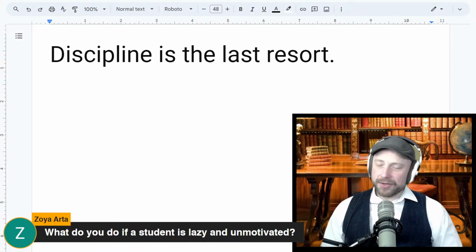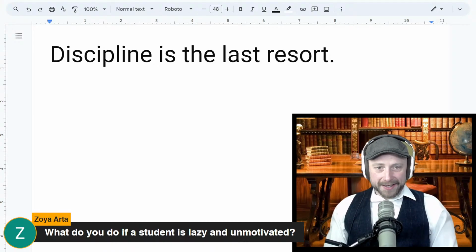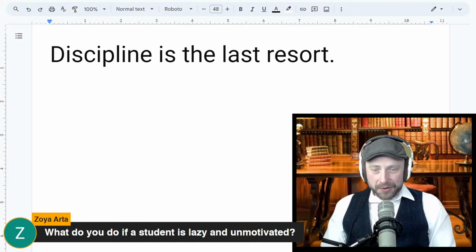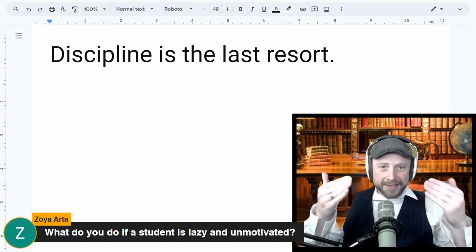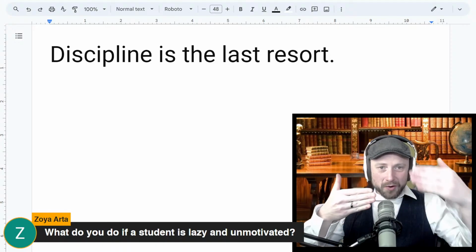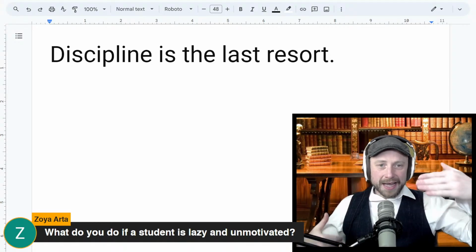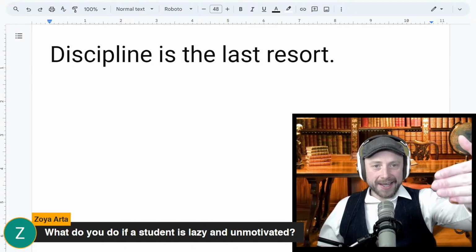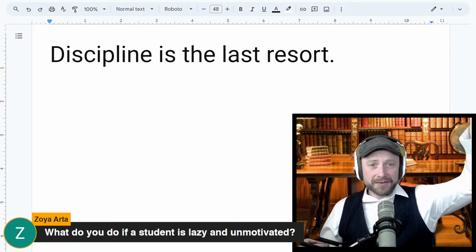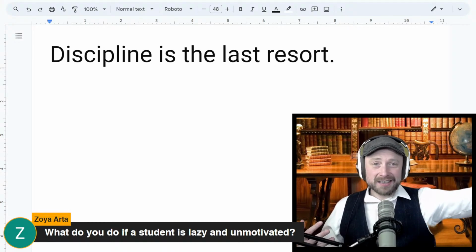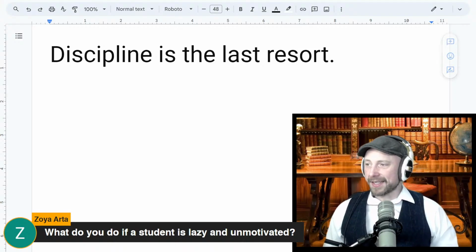Because when you start to use that, you're backing yourself up against the wall. There's only one way you can go now. Once you go down that direction, you just go more and more down that same direction. It's more discipline, more discipline, more discipline. And the ultimate end of that is out they go. And that's it. You failed then, because you've lost them. You kick them out of your class, kick them out of the school, and they're gone. And really, that's a failure. So discipline has to be the last resort.